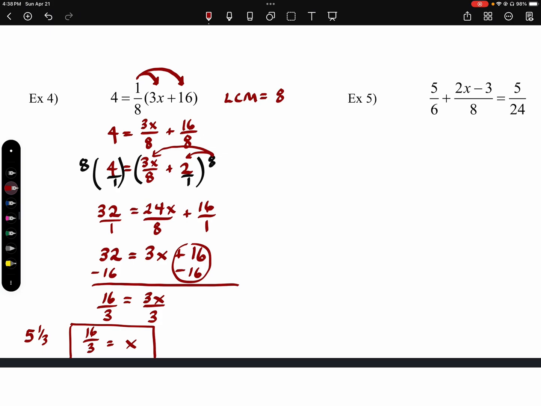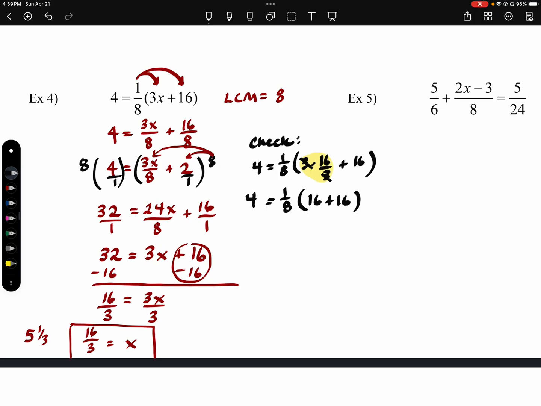So let's take that and plug it in and check it. So we'll say check it here. 4 is equal to 1/8 times, in parentheses, 3 times 16 over 3, and then we have plus 16. Let's see where we stand. If we look to simplify this, 3 times 16/3, our 3's will cancel. So we should have 1/8 times, in parentheses, those cancel, it would be 16 plus 16 left over.